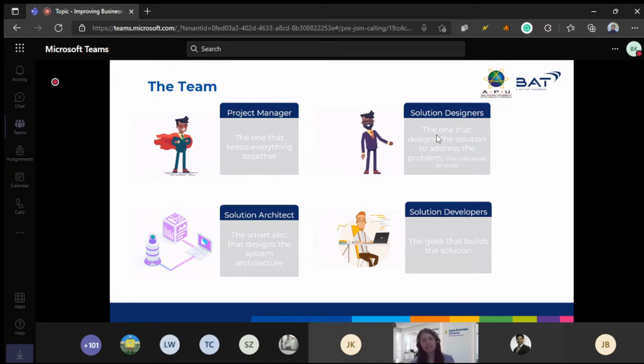But the developer typically will not be doing the front facing. The designers will be the ones doing the front facing, doing the talking with the users, and the developers will be the ones at the back supporting the designers.